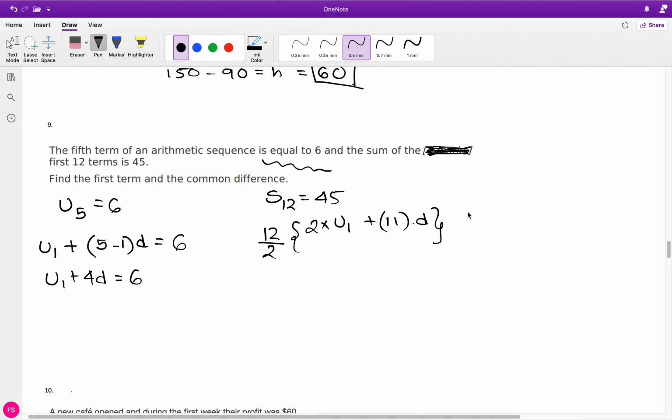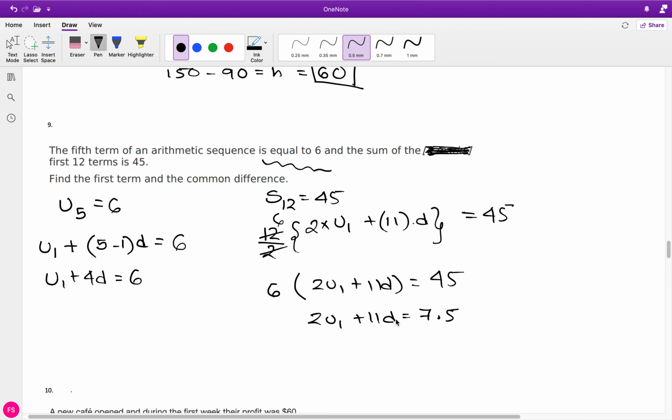I don't know that, but I know that this equals 45. Now let's simplify this equation. We can always simplify this first. It's just 6. Then inside you will have 2u1 plus 11d equals 45. I want to move the 6 to that side, so I need to divide 45 by 6, which will give me 7.5. So that means this equation equals 7.5.